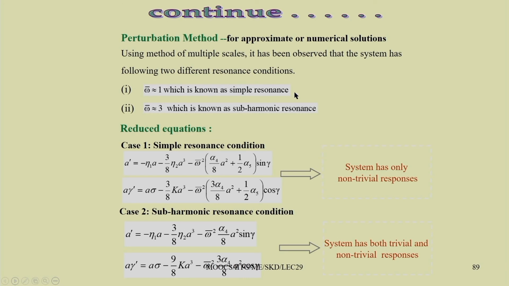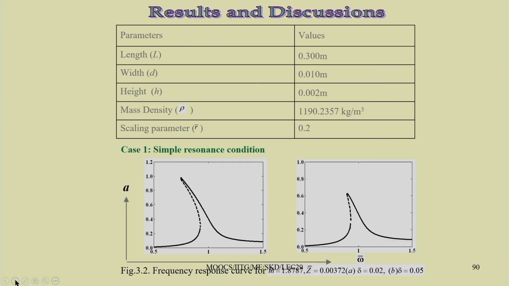Here we can have a simple resonance condition and a subharmonic resonance condition like the previous case, but here we have the loss factor written in terms of eta, and we can get the A dash and A gamma dash equations. In the simple resonance case, the system has only a non-trivial response, but in the case of subharmonic resonance, both trivial and non-trivial responses are present in the system.